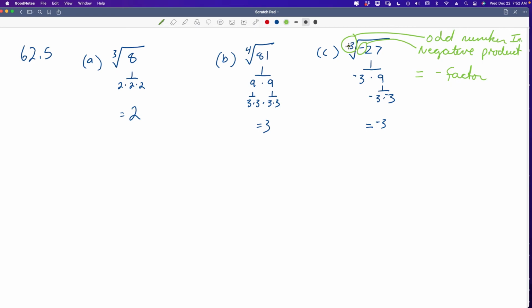When you have an odd number index and a negative product underneath the root symbol, then your answer has to be a negative factor, okay? All right, that was 62.5. If you haven't written those down, do so. You're going to see these numbers all the time. We're going to use these a lot.